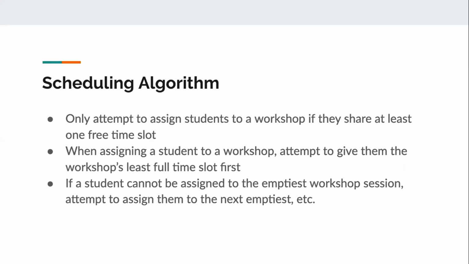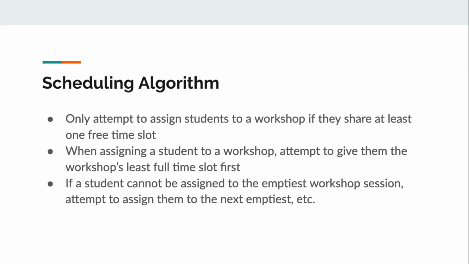So that's the first thing we do. Every time we think maybe we should match this student to this workshop, the algorithm decides whether or not that's possible. If it is possible, what we do is we attempt to put that student into the workshop's least full slot. This is for 2 reasons.